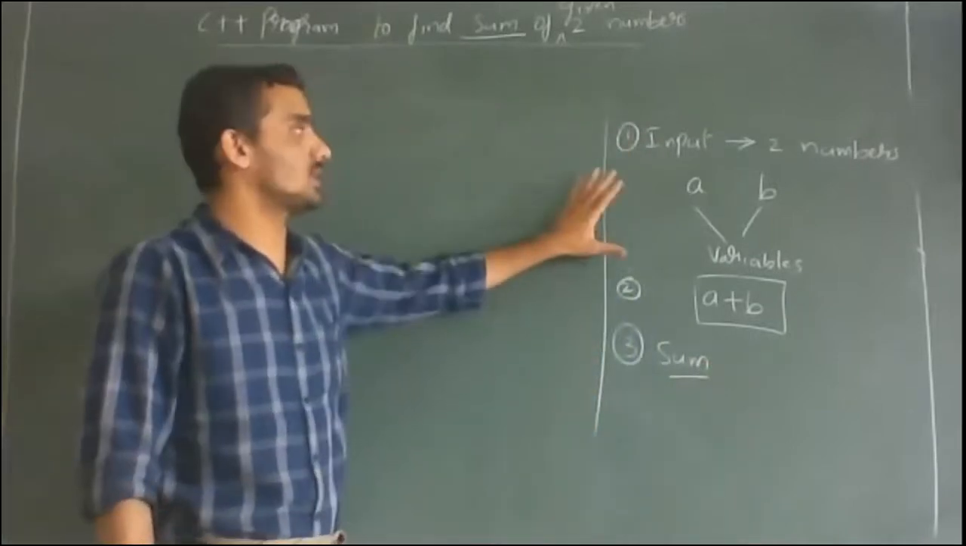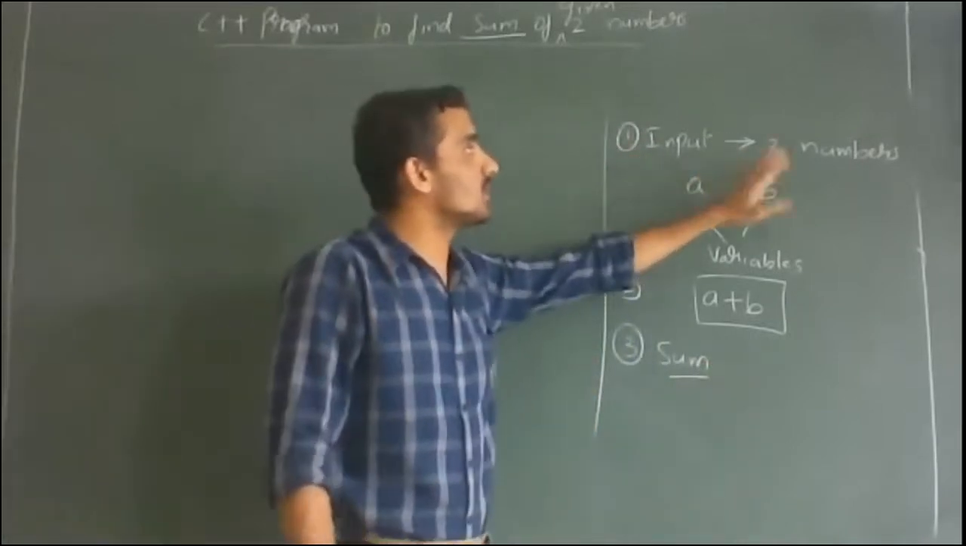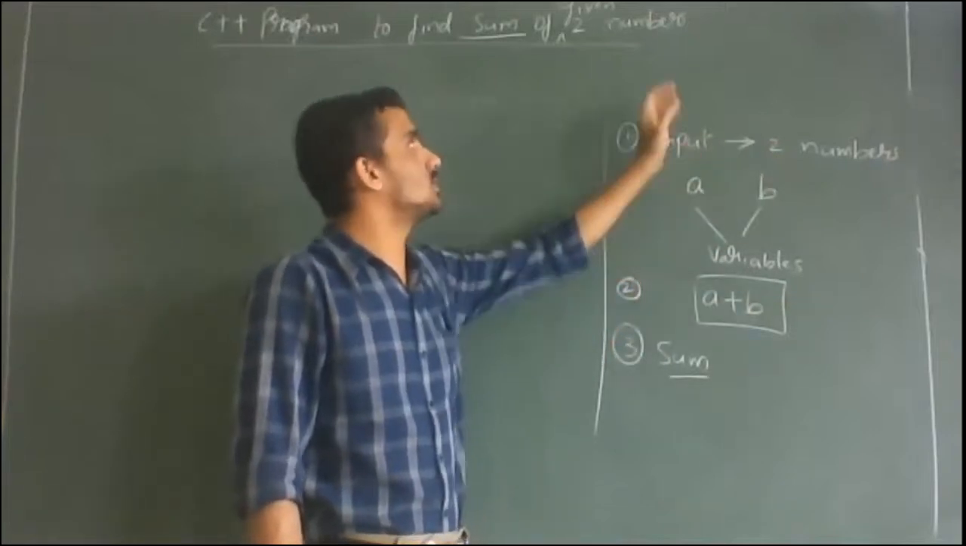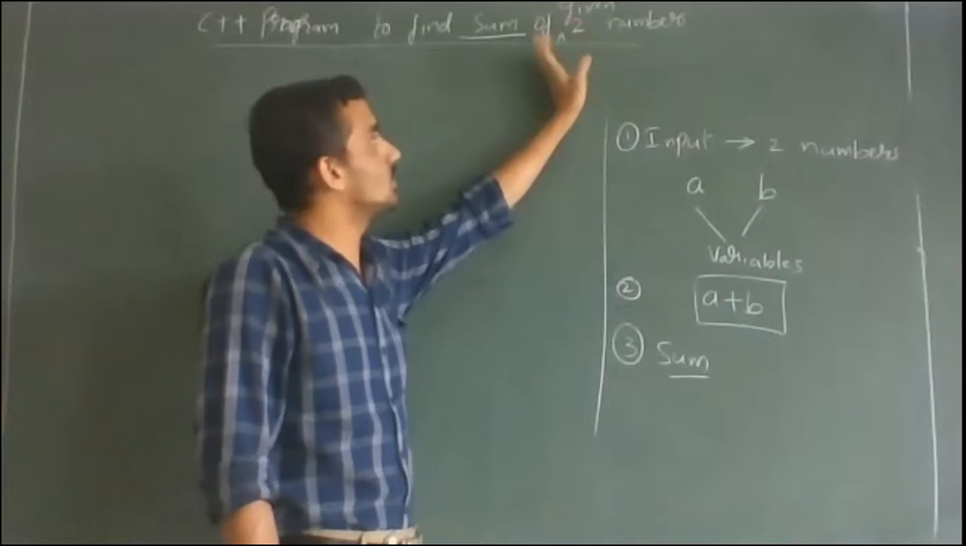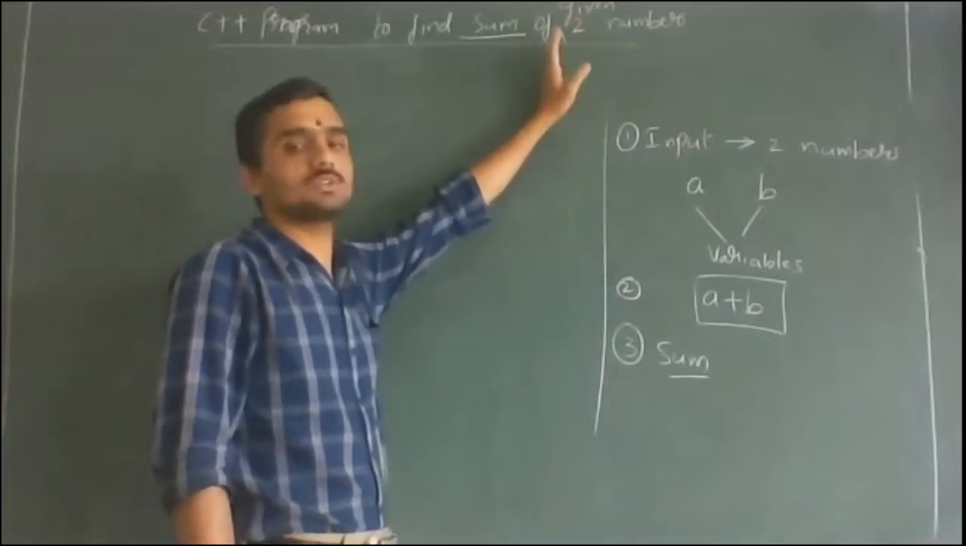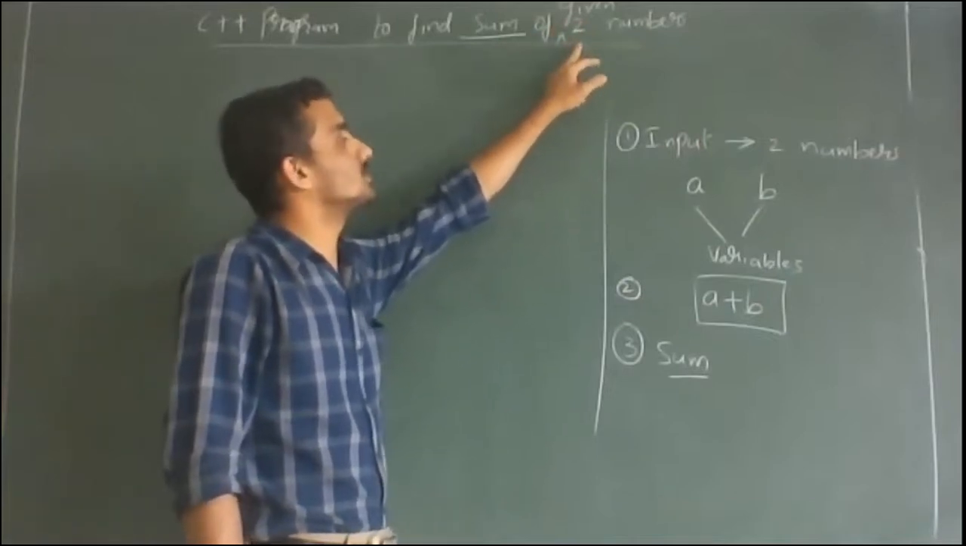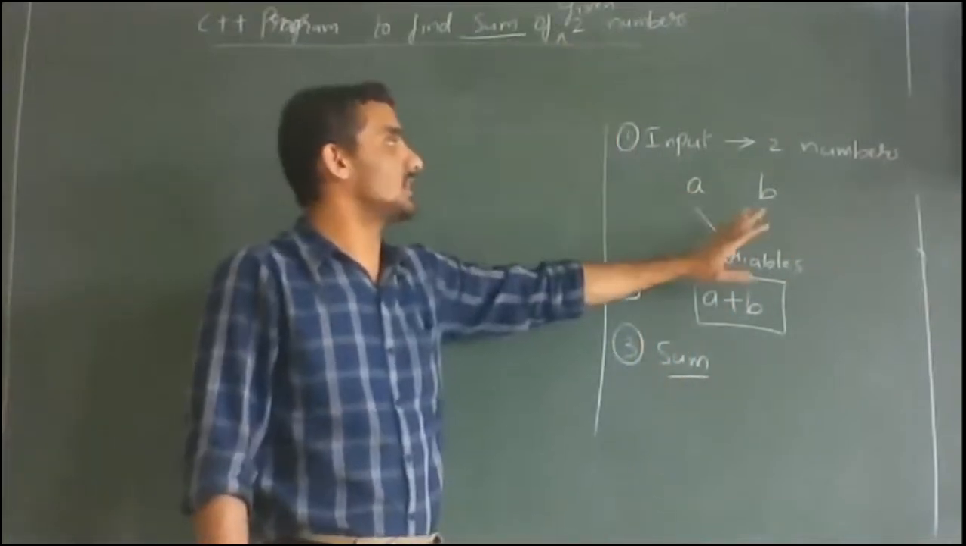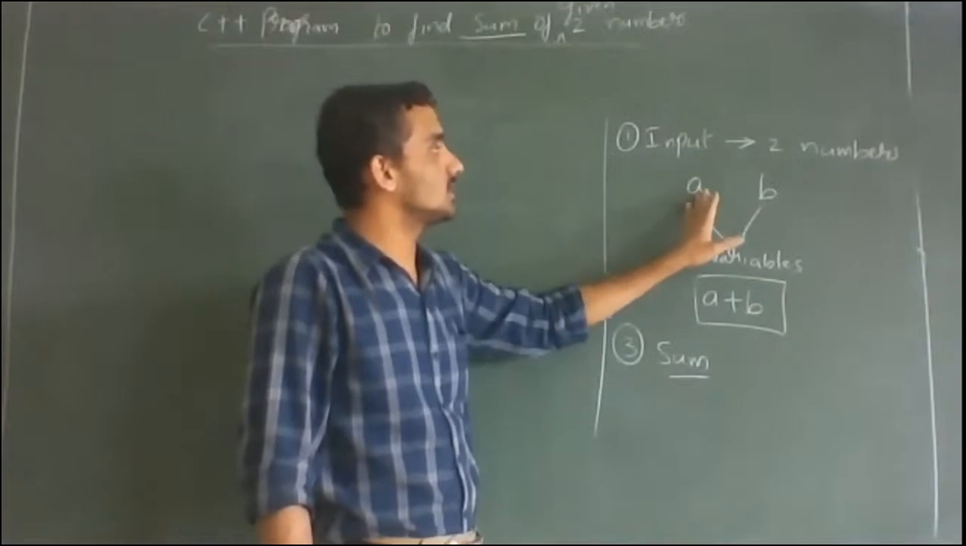So in this way we have to analyze. Input means requirement. So what is required to calculate the sum? We require two numbers, because in the question they are telling two numbers. If in the question it was three numbers, find the sum of three numbers, then you would have taken A, B, C like that. If it is four numbers, A, B, C, D like that. So here two numbers are there. Let us take A and B.